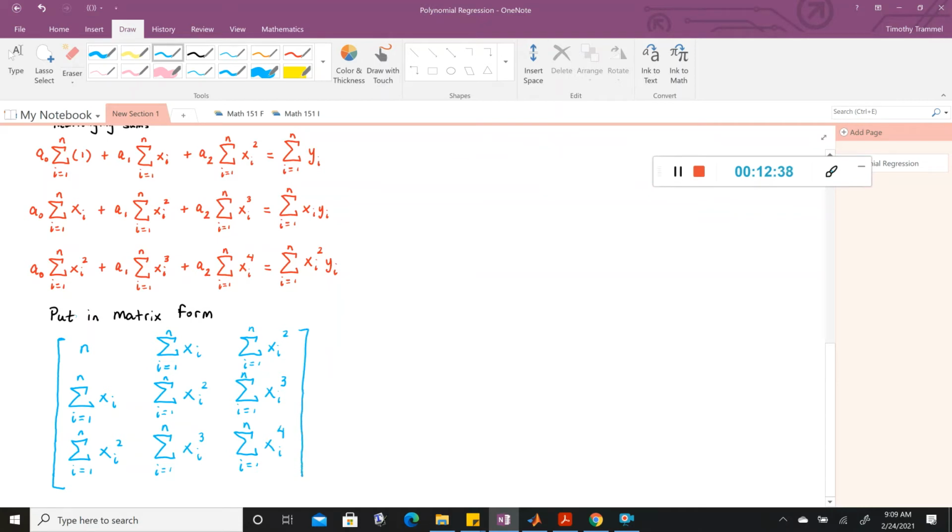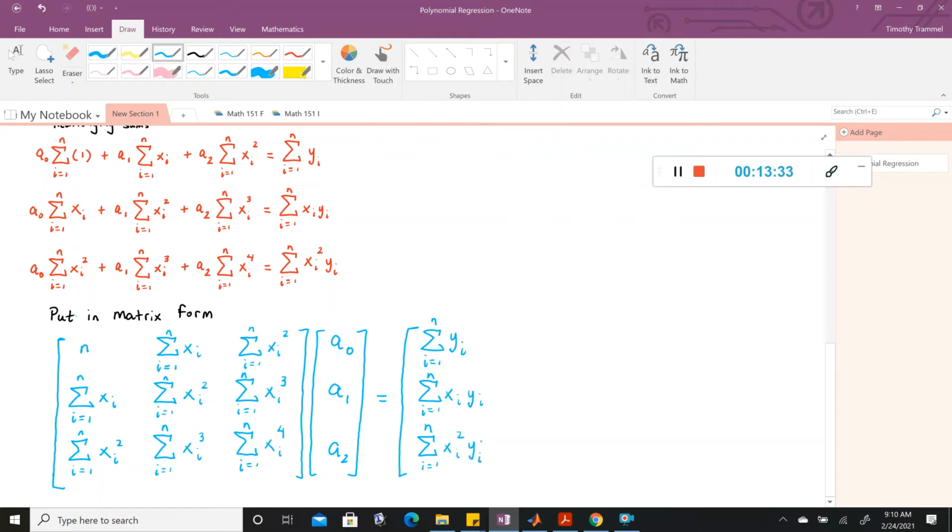Now you might be wondering, well, what happened to A0 through A2? And those are just right here, A0, A1, A2. If you were to multiply that matrix by this vector, you'll get the left-hand side of these three equations. Okay, but of course we still have the right-hand side. So for the right-hand side, we have the sum from I equals 1 to n of just y sub I. The sum from I equals 1 to n of x sub I, y sub I. And then the last one, x sub I squared times y sub I.